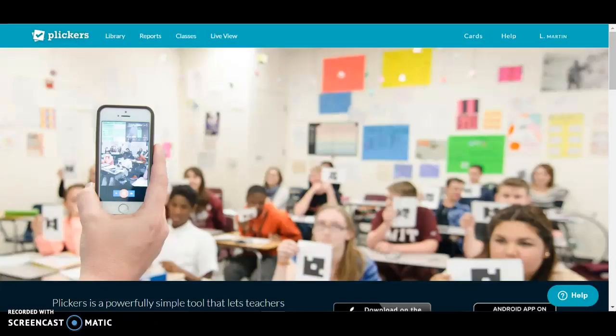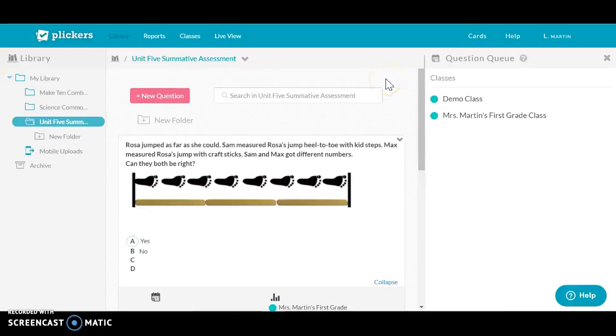I use this in my classroom for math tests because my students struggle with reading independently during assessments. So we take our math tests whole group and we use Plickers. This is a test that I gave to my students at the end of Unit 5, which was a few months ago. It was about non-standard measurement.